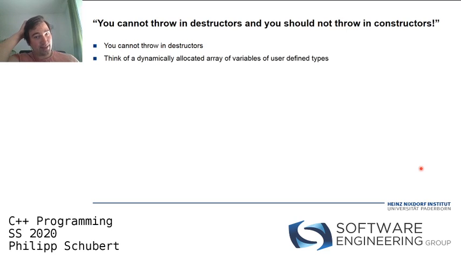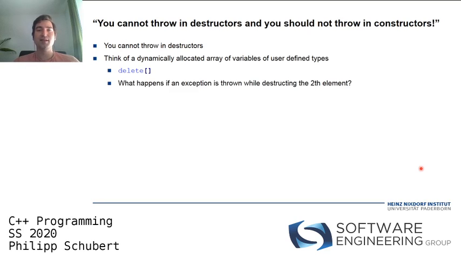So think of a dynamically allocated array of variables of a user-defined type. So a type as you implemented in your homework, or as I showed you in the stack unwinding example. So a type which does some dynamic memory management. So it allocates stuff and it deallocates stuff in its destructor and all the good stuff. And then think of an array. Say you have an array of those objects which do the dynamic memory handling, and then maybe you call delete because at some point you wish to get rid of all those objects. So what happens if an exception is thrown while destructing the second element? Yeah, maybe that happens. So maybe you have an array of objects and you call all their destructors and then an exception is thrown. So what do you do?